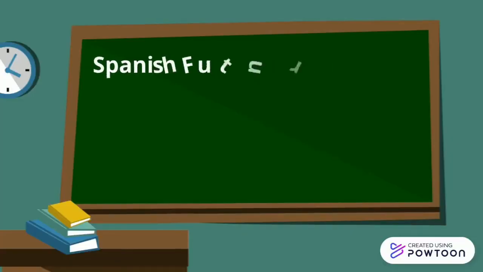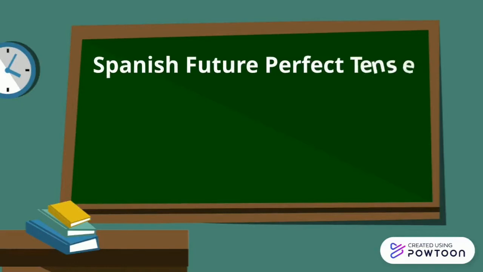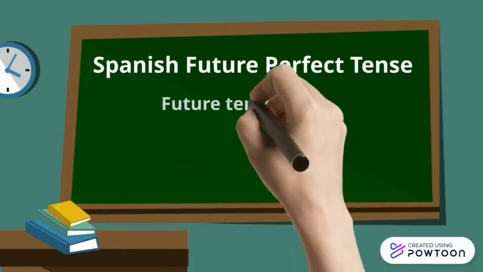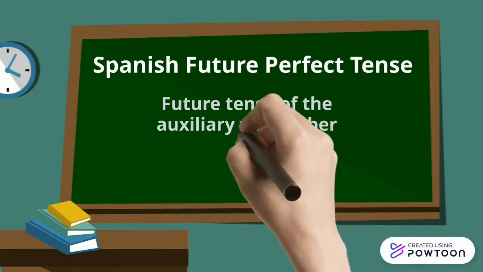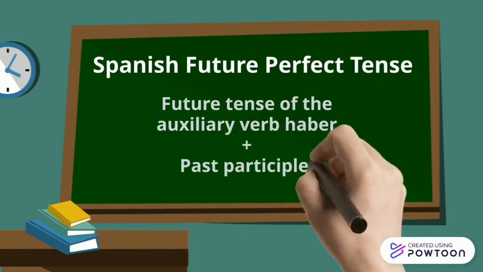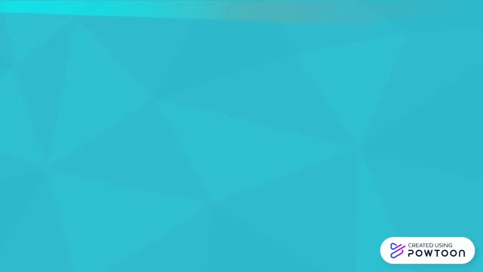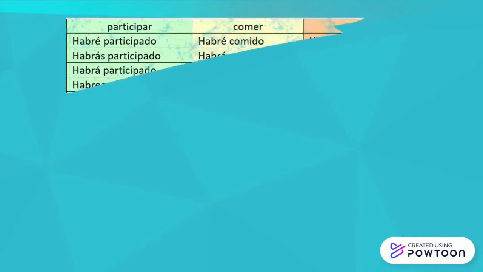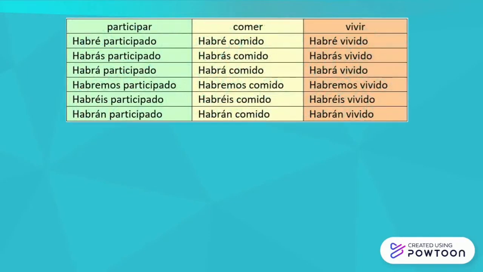Spanish future perfect tense. The future perfect tense is formed with the future tense of the auxiliary verb haber plus the past participle of the main verb. Here we have some examples of the use of Spanish future perfect tense with the verbs participar, comer, and vivir.